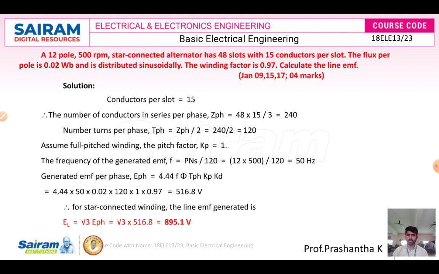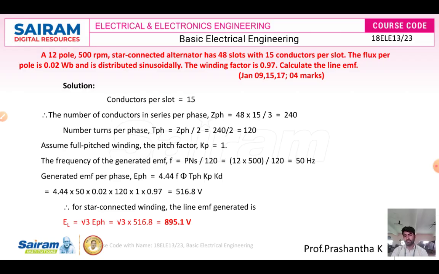What is the given data? Conductors per slot is 15, and the number of conductors in series per phase, Z phase, is equal to the number of slots times conductors per slot per phase, that is 240. Assume full pitched winding, pitch factor Kp is equal to 1. The winding factor Kw is Kp Kd, and the frequency of the generated EMF is P into Ns divided by 120. Because Ns is equal to 120 f by P, the frequency f is equal to P Ns by 120, that is 12 into 500 divided by 120, which is 50 Hertz.